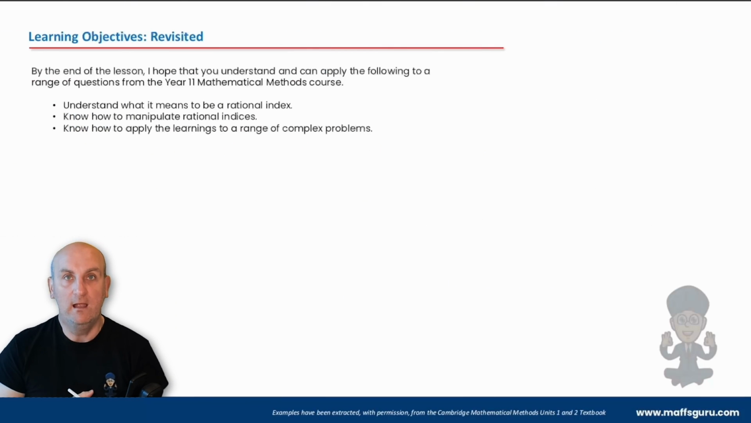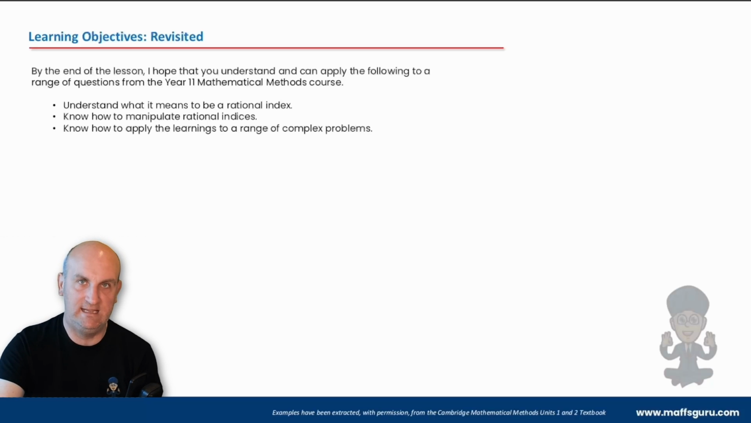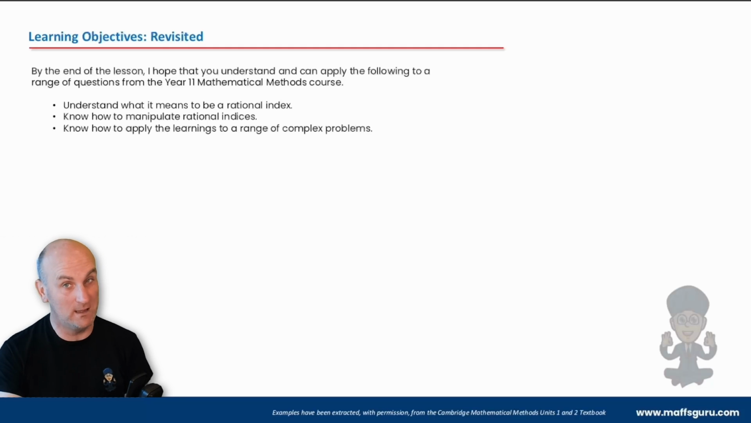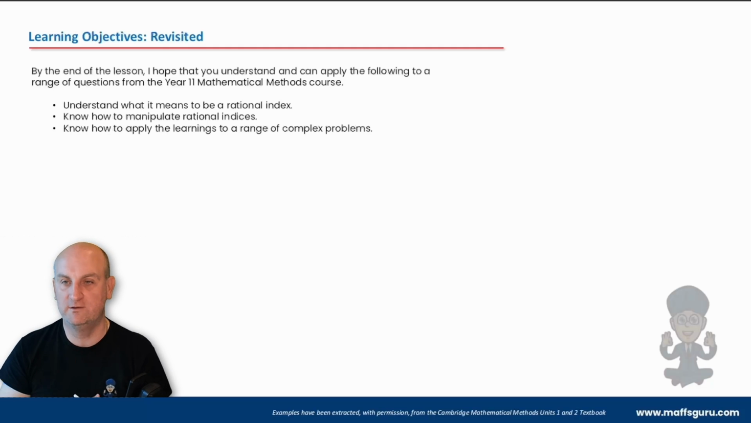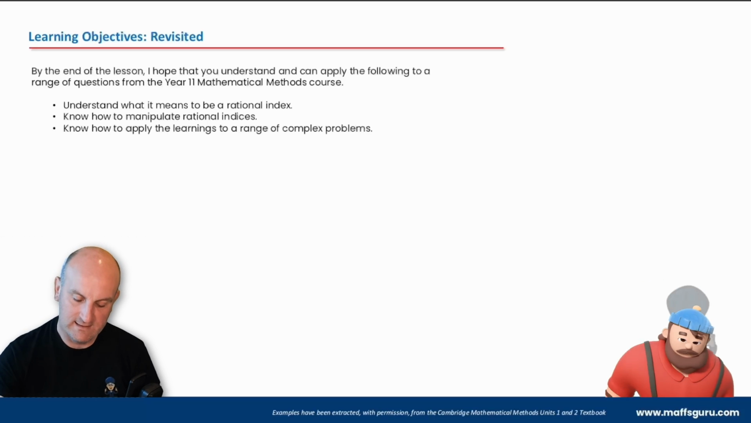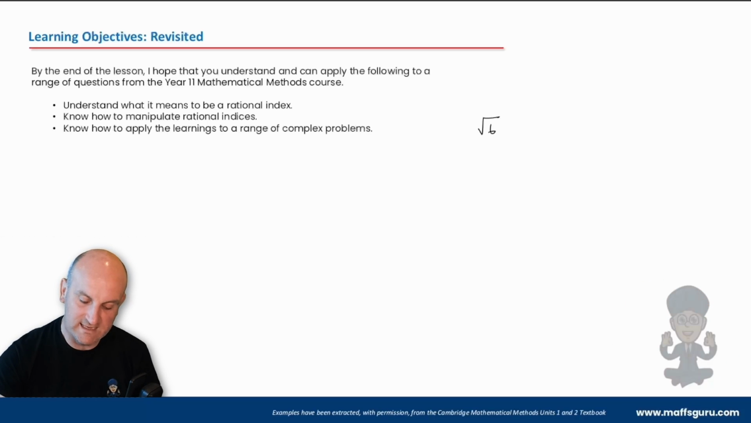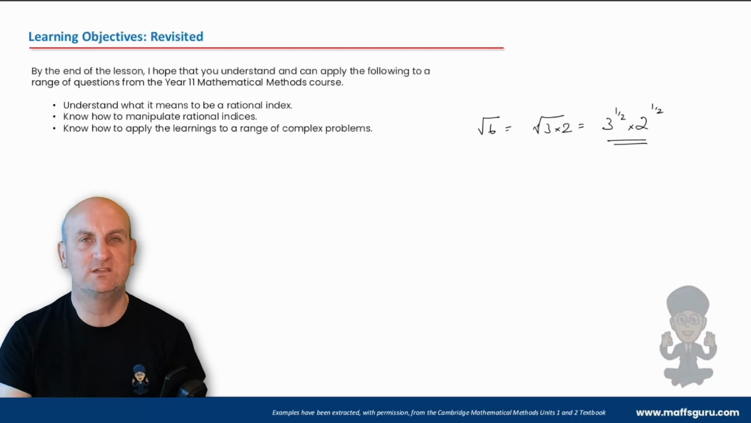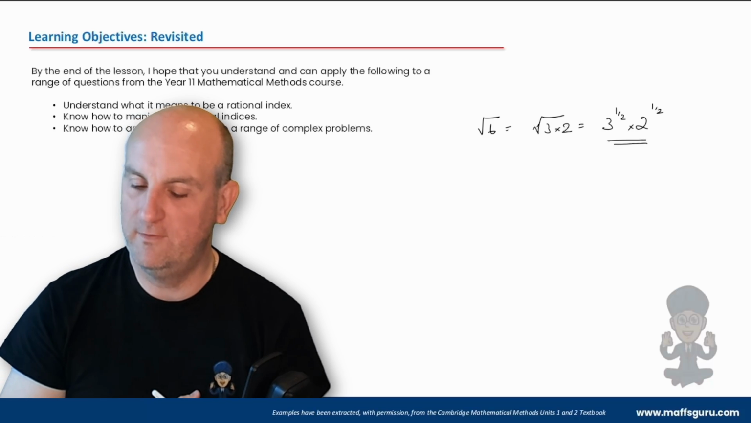But anyway, learning objectives are revisited. Do we understand what it means to be a rational index? We do indeed. It just means it's a fractional index. Know how to manipulate rational indices. There were a number of examples I've gone through. Know how to apply the learnings to a range of complex problems. One of those was certainly very interesting, and it looked at the idea that the square root of 6 is the same as the square root of 3 times 2, which was 3 to the power of a half and 2 to the power of a half. This is probably one for your summary book to make sure that you can put it in there just to nudge your memory and think, aha, I can do that way too.